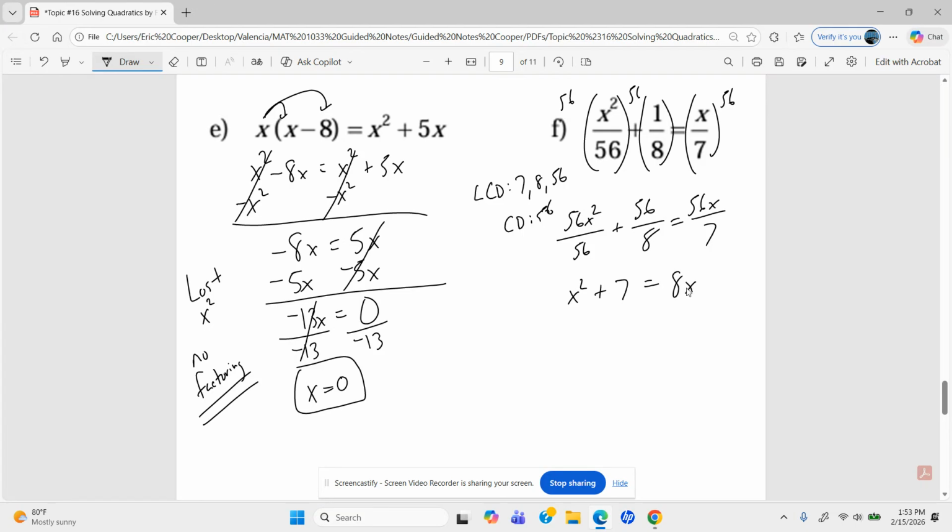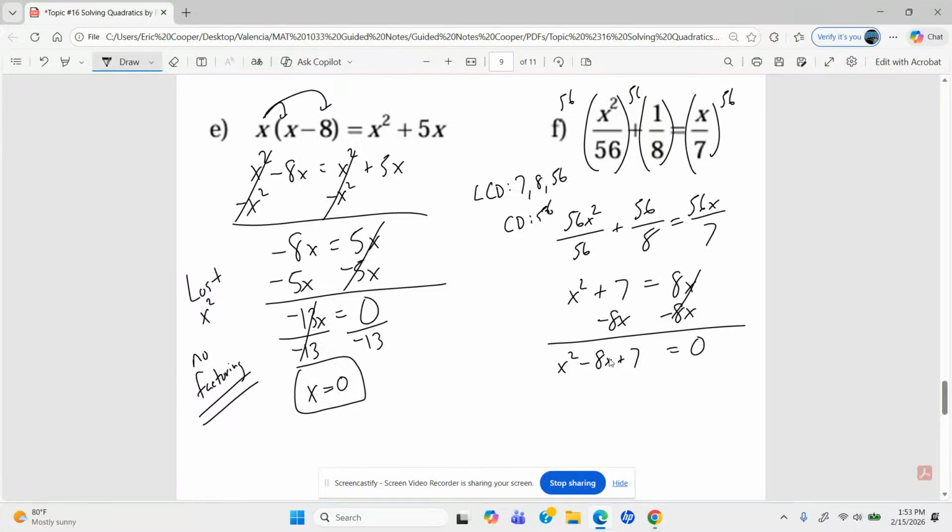Again, it's still not equal to 0, so I'm going to take this 8x and move it to the other side. And I'll do that by subtracting. That'll make this side 0. None of these are like terms over here, and I want to make sure they're in descending order as I do this. So x squared would go first, then the negative 8x, and then the positive 7.